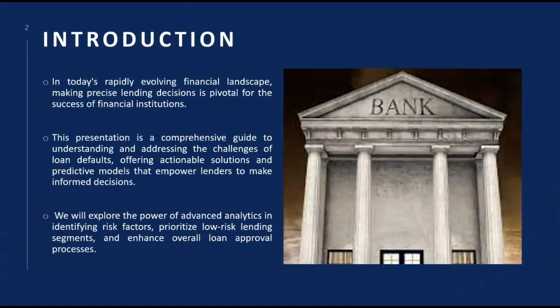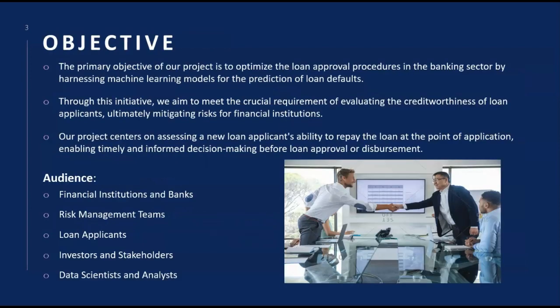In today's world, lending is one of the leading businesses around the world. Even though it makes profit for the financial companies, some do incur losses due to lack of information about the current trends of data management. We explore the power of advanced analytics in identifying the risk factors, prioritizing low-risk lending segments, and enhancing the overall loan process. The primary purpose of the project is to enhance the efficiency and accuracy of loan approval processes within the banking industry. We aim to achieve this by leveraging machine learning models to predict loan defaulters.